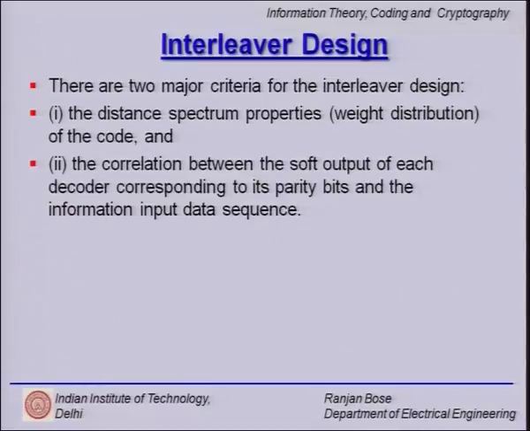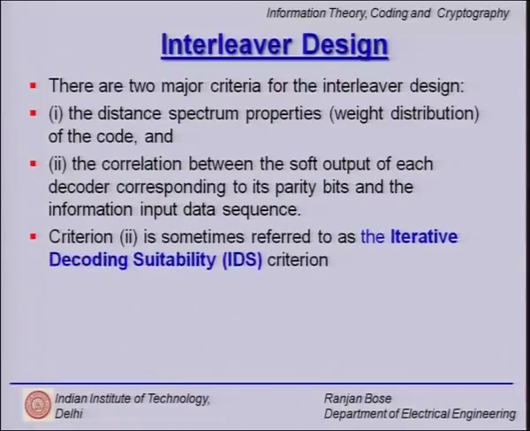The second criterion is the correlation between the soft output of each decoder, corresponding to its parity bits, and the input information sequence, which should be such that the advantage of decoding is achieved. This is called the iterative decoding suitability criterion. That is how we design interleavers. They have been designed by trial and error, or there are some design rules, and once you fix an interleaver, you are good to go.